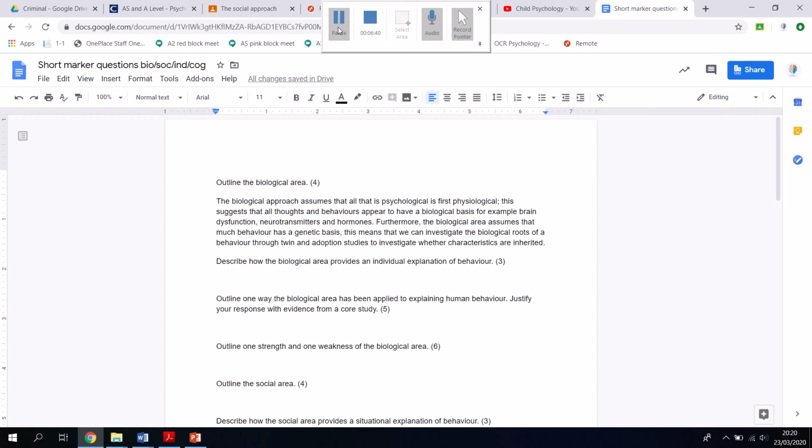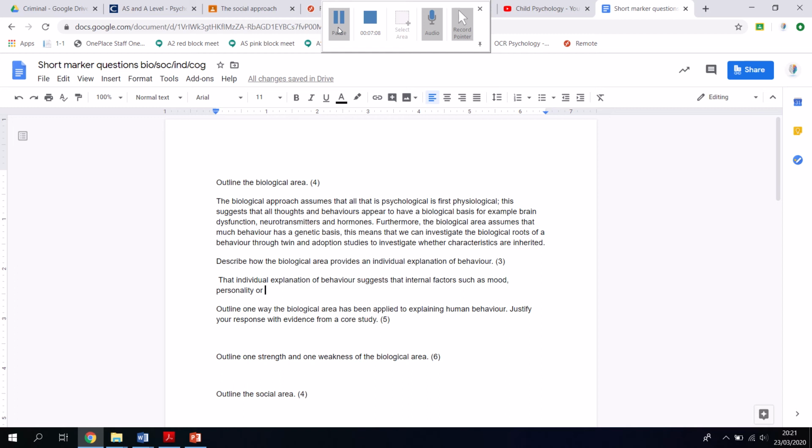Okay, so for this answer, I may write that the individual explanation of behaviour suggests that internal factors such as mood, personality, or unique biological factors can account for behaviour rather than situational factors.